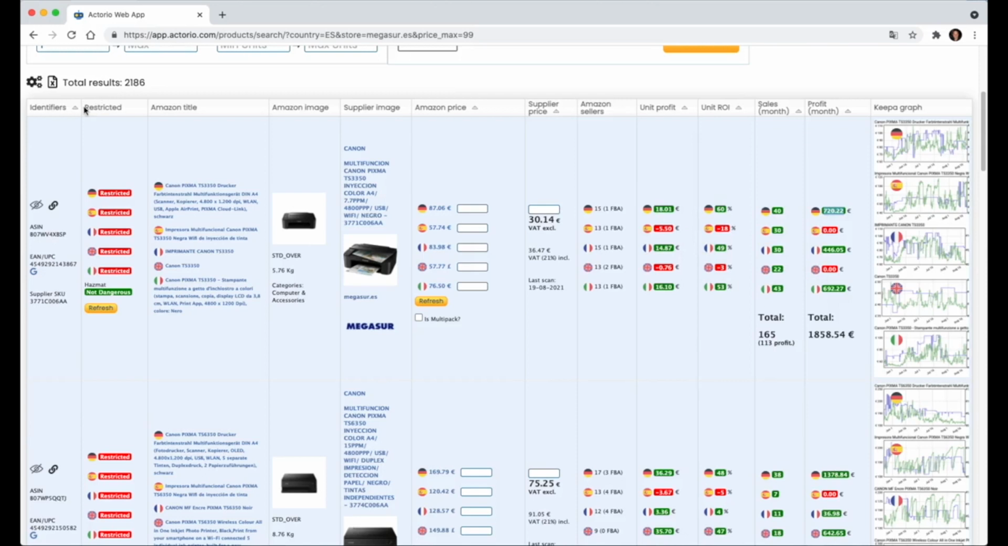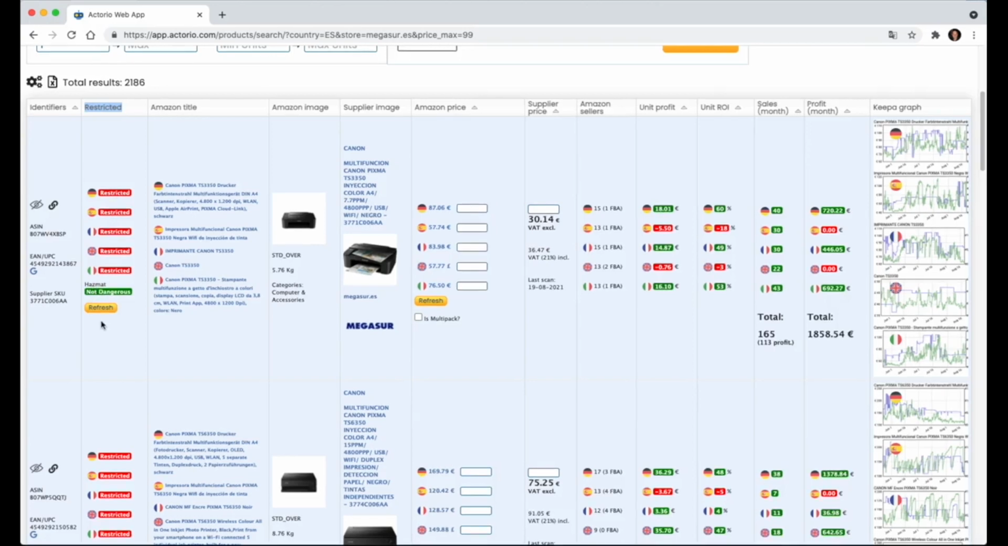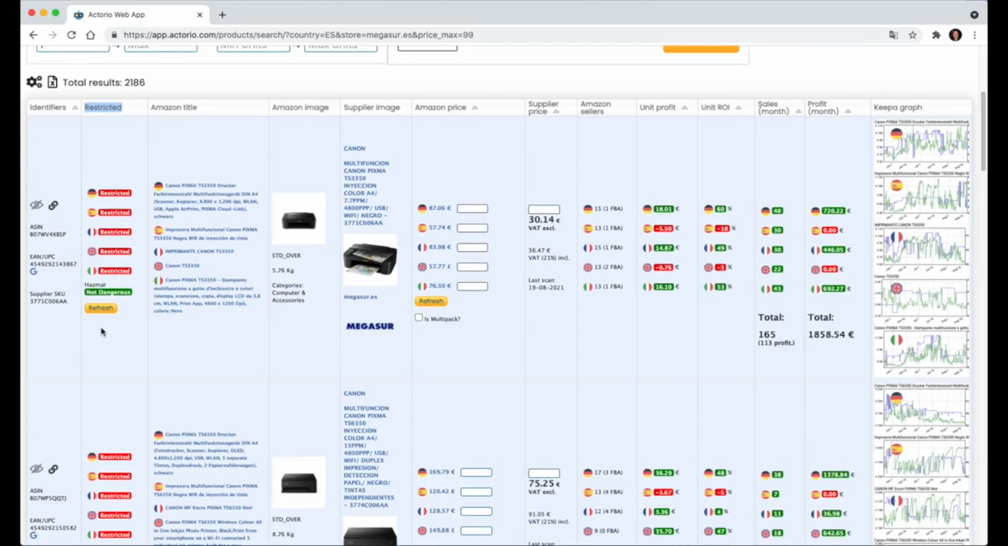Here I have the restricted column, which tells me if the item is restricted. Here indeed I can see that the item is restricted, so I want to make sure that on Amazon I request to be ungated for this product. And finally I have the keeper graphs, which we will cover in depth in a later tutorial.